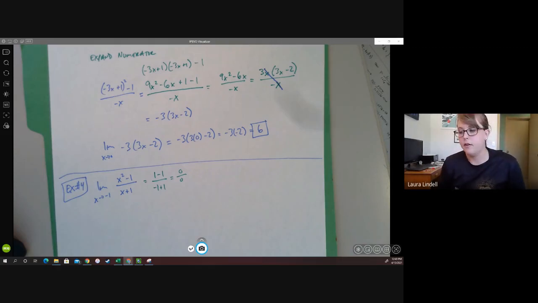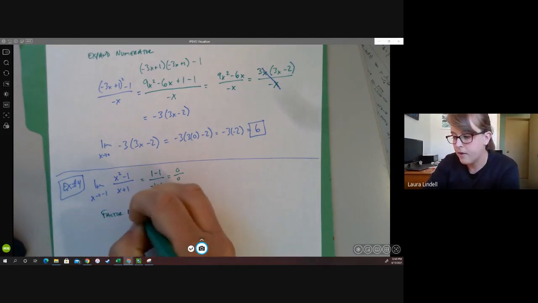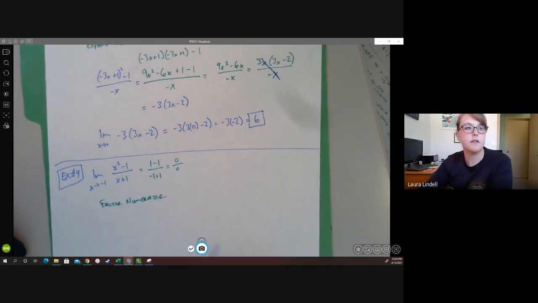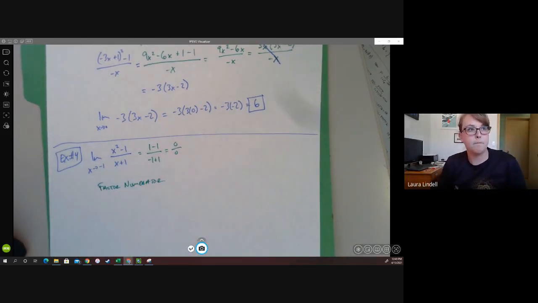So we do need to figure out something else that we can do here to simplify this. So in this case, expanding the numerator is not really going to help. It's all expanded the way it is. But we could try factoring the numerator. In this case, because we have difference of squares going on here. So that's kind of handy.